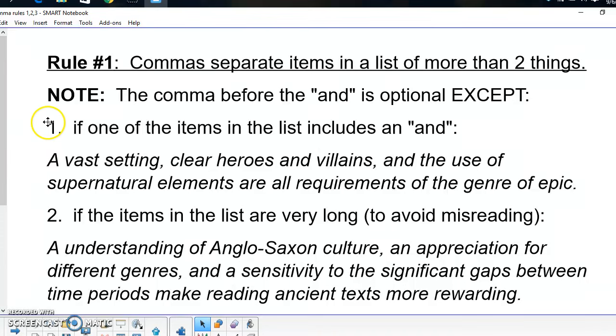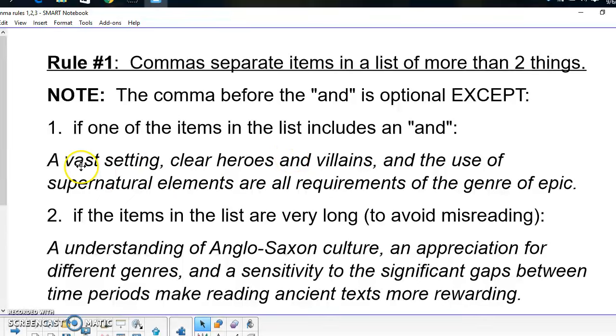There is a kind of complication here with these rules separating items in a list of more than two things. The comma before the and is optional. You can put it in there or not, whatever you want, except in two instances when you absolutely must put it in. One of those instances is if one of your items in the list already has an and.